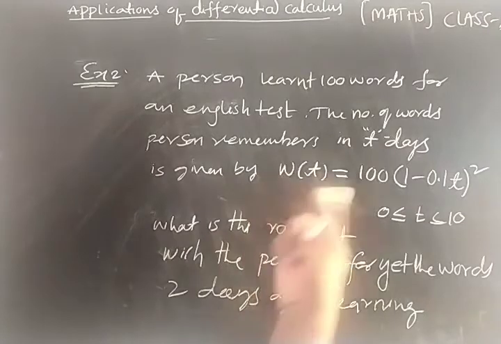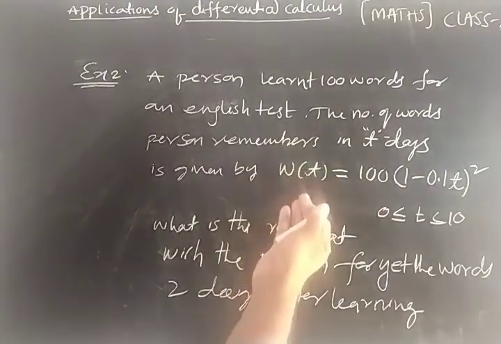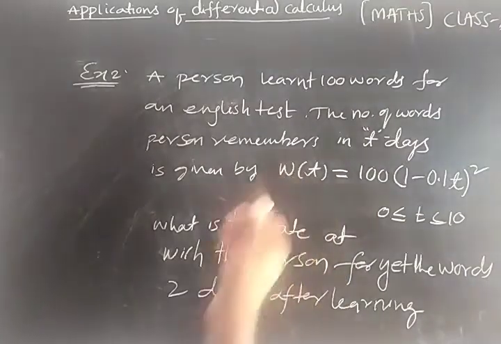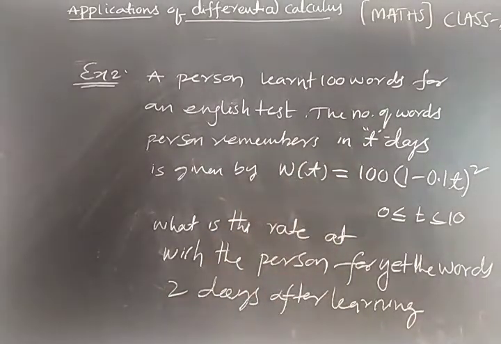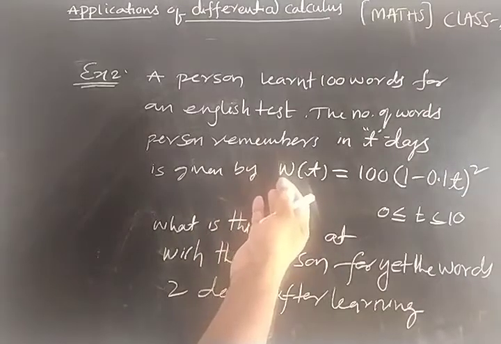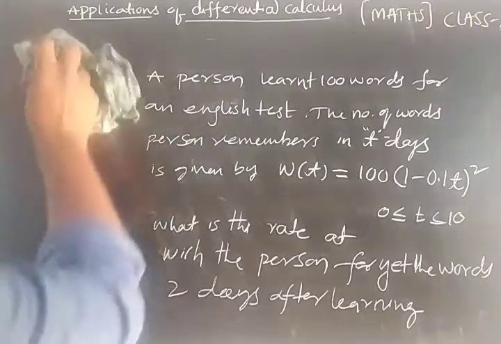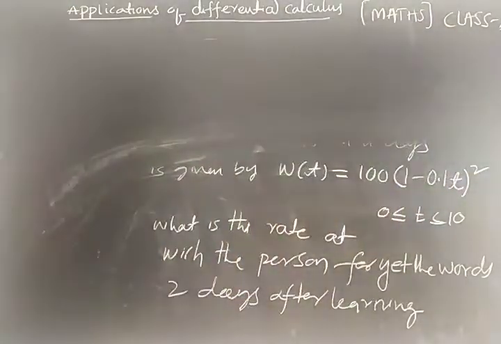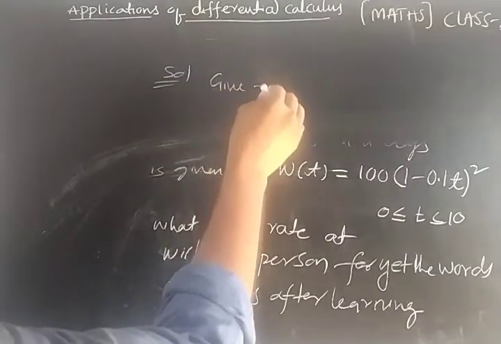So if T equals 2, then we have to find the rate of change in the number of words, dW by dt. After getting dW by dt, we have to substitute T equals 2, then we can get how many words he can forget in 2 days, right? So the given relation is the solution.